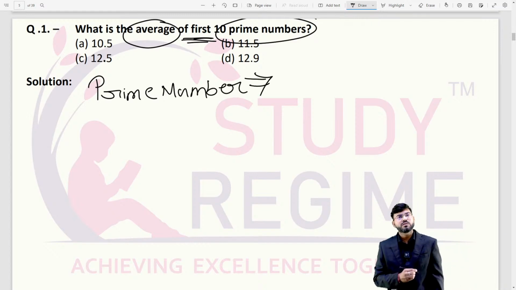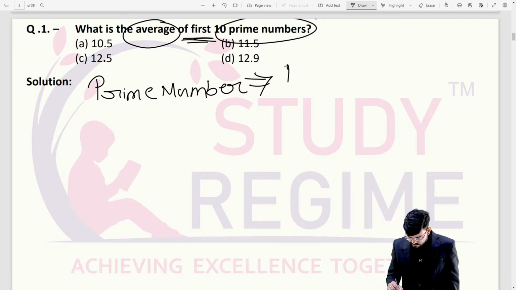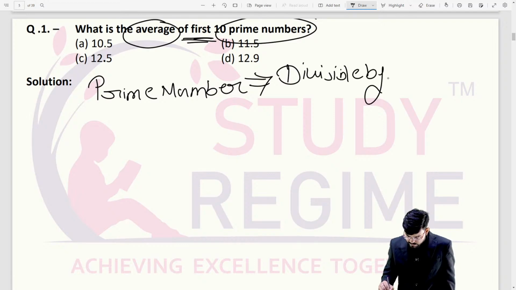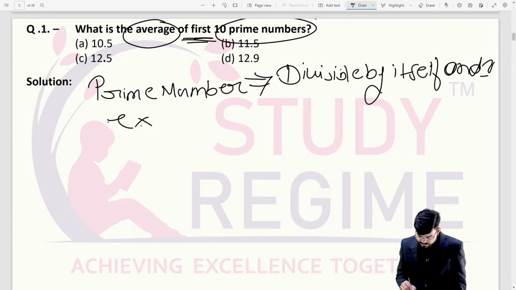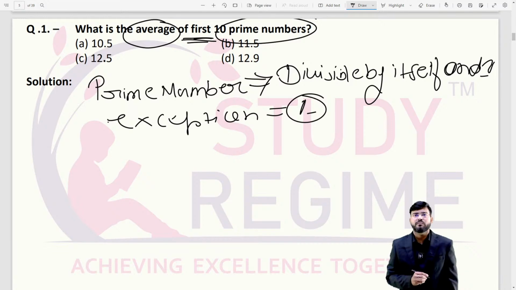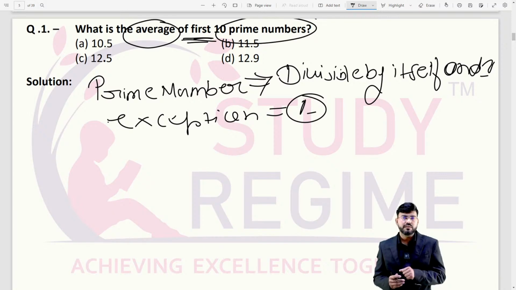Prime numbers are those numbers which are divisible by itself and 1. Although there is an exception, which is 1. 1 is not considered as a prime number. So here is the definition of the prime number. Those numbers which are divisible by 1 and itself are known as prime numbers, and we have to find the average of the first 10 prime numbers.